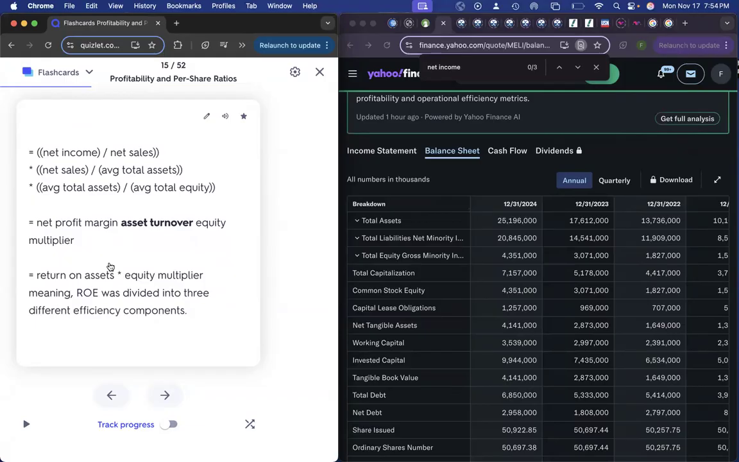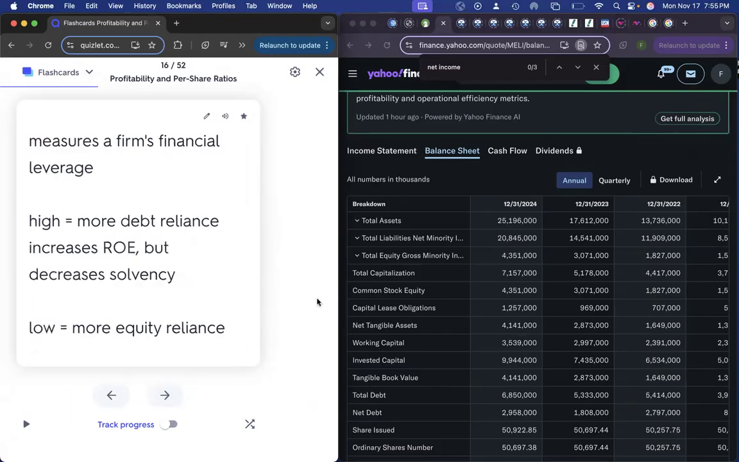Return on assets is net profit margin times asset turnover, which we got from before. So return on equity is really divided into three different efficiency components. It's return on assets times the equity multiplier, and return on assets was net profit margin times asset turnover.